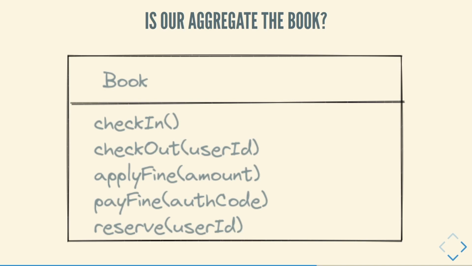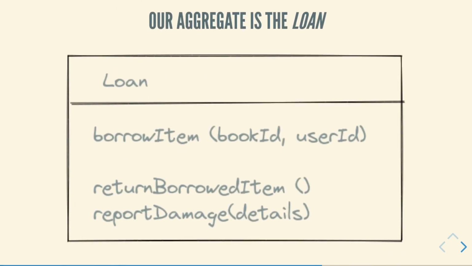What are the operations exposed by a book? I can check a book out, I can check a book in. If I apply a fine, do I apply a fine to the book? That doesn't seem right. Fines are applied to a single customer, not to the book as a whole. If I want to check out a book at version 3, but somebody has just paid a fine on version 3, should my request fail? Well, that doesn't seem right either. The consistency boundary is too large.